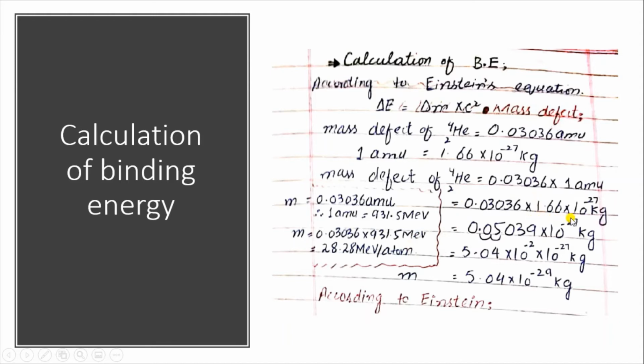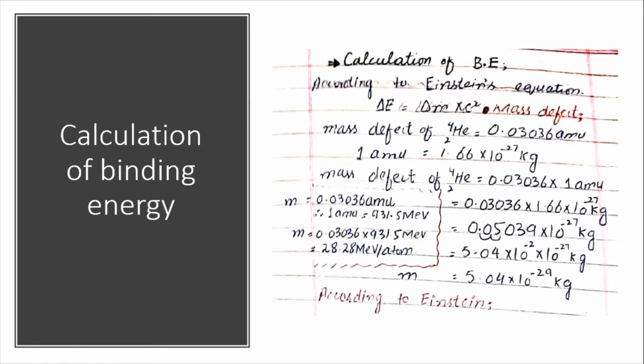So 0.03036 will be multiplied by 1.66 multiplied by 10 to the power minus 27 kilogram. So the answer will be 0.0504 multiplied by 10 to the power minus 27 kilogram, which is 5.04 multiplied by 10 to the power minus 29 kilogram. So the mass in kilograms rather than in AMU will be 5.04 multiplied by 10 to the power minus 29 kilogram.